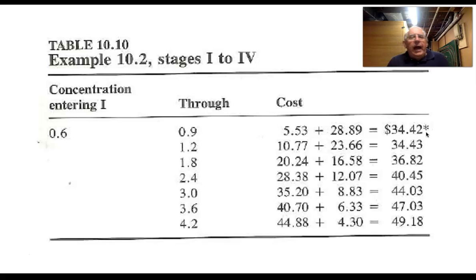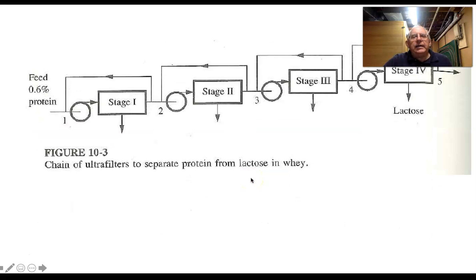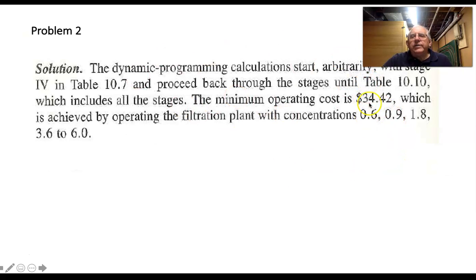So we can now back up and say, what is the solution? What's the optimized cost? The optimized cost is 34.42, starting at 0.6, going to 0.9. If I went back, as I said, we had the answer, 34.42. The first stage was from 0.6 to 0.9, and then we saw that the optimum coming from 0.9 on the second stage was to go to 1.8, and then in the third stage to 3.6, followed by 3.6 to 6.0.